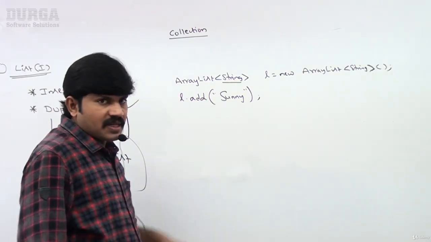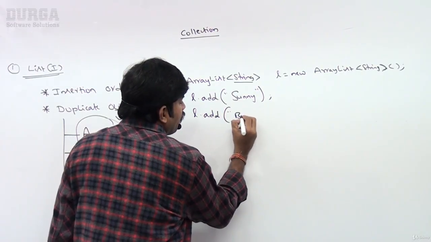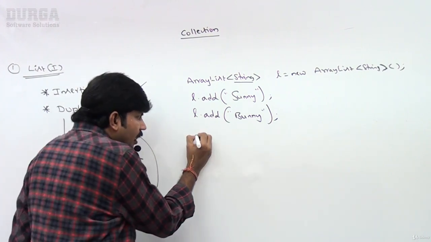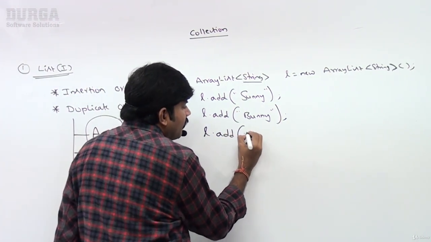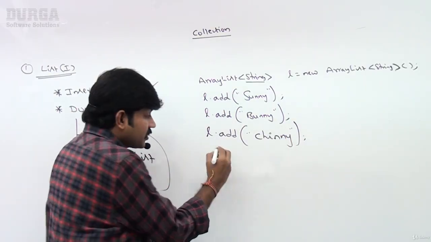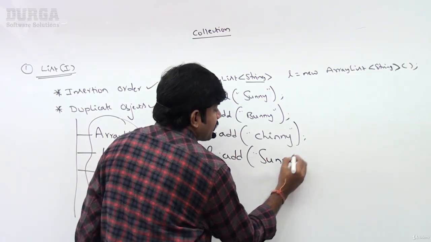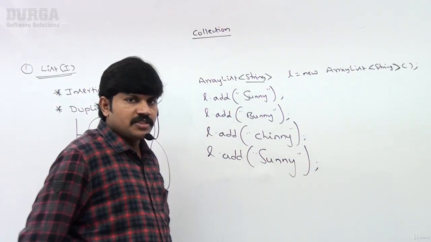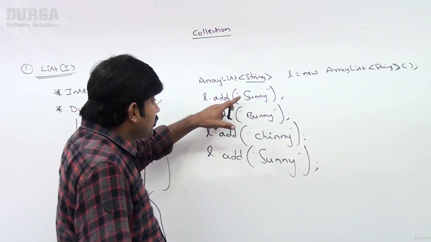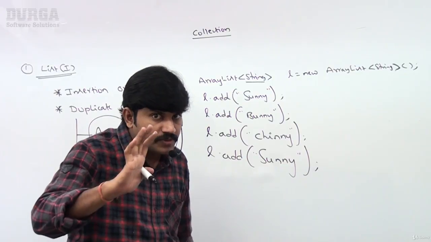Then l.add of Sunny. Next, l.add of Bunny. l.add of Chinny. Next, l.add of Sunny again. Now observe. Can you please tell how many objects we added? Four string objects we added. What is the first one? Sunny, Bunny, Chinny, and after that Sunny. Four objects we added.